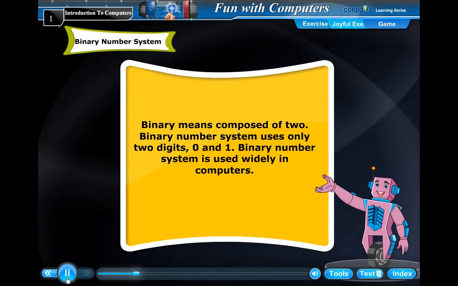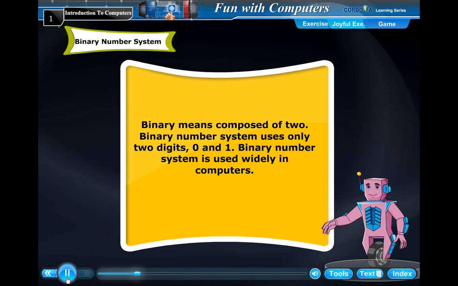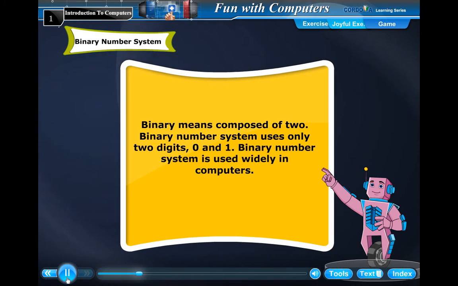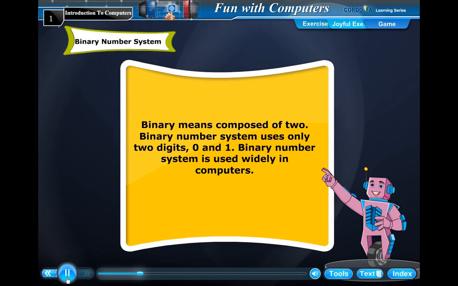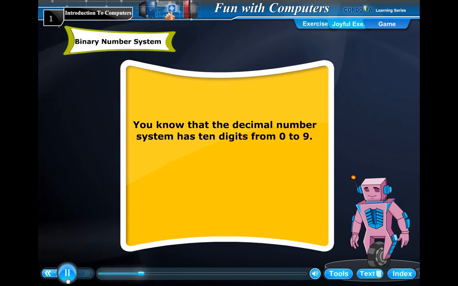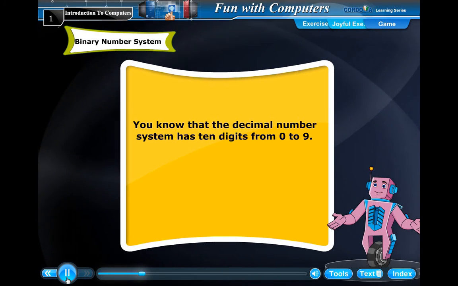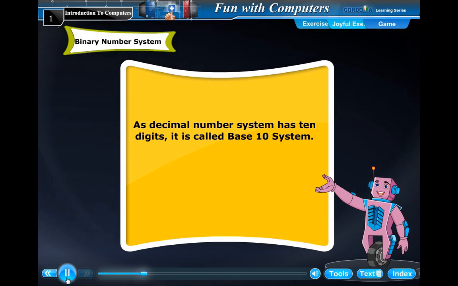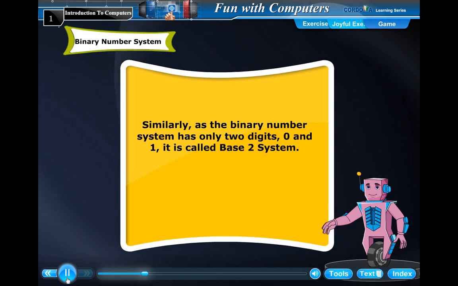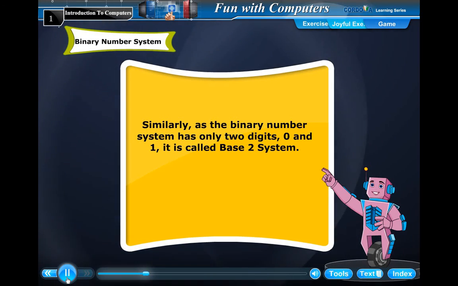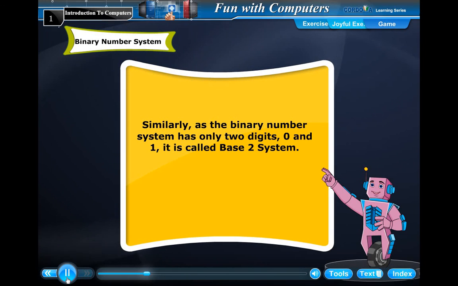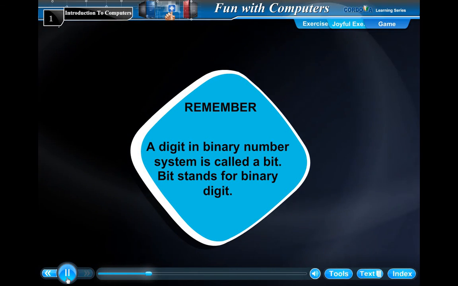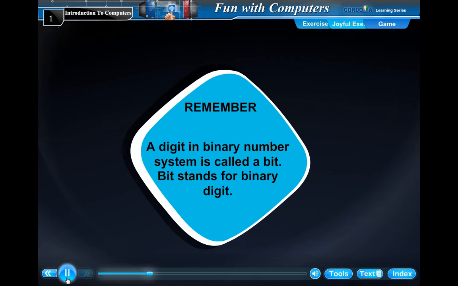Binary number system. Binary means composed of 2. Binary number system uses only 2 digits, 0 and 1. Binary number system is used widely in computers. You know that the decimal number system has 10 digits from 0 to 9. As decimal number system has 10 digits, it is called base 10 system. Similarly, as the binary number system has only 2 digits, 0 and 1, it is called base 2 system. Remember, a digit in binary number system is called a bit. Bit stands for binary digit.